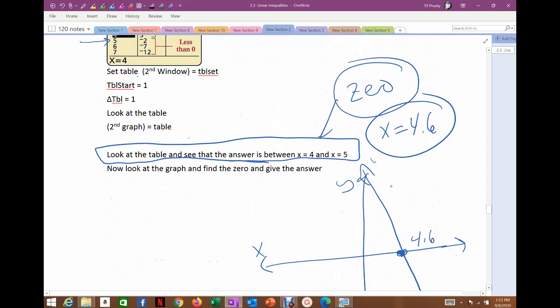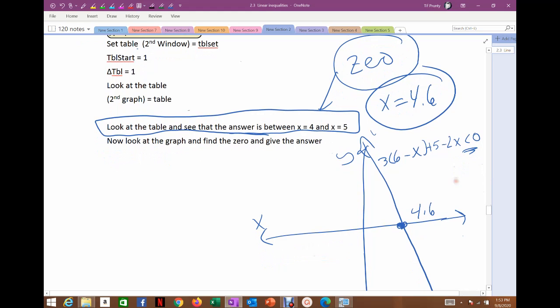Alright, so this was the equation. That was that ugly equation. 3 times 6 minus x plus 5 minus 2x. And I want to know when it's less than 0. When is it negative? And so when is this equation negative? Well, it's negative over here, right? That's when it's less than 0. And so on this part of the graph, it's negative. So on this side is when it's negative. And so I start at 4.6 and it's shooting off to infinity.